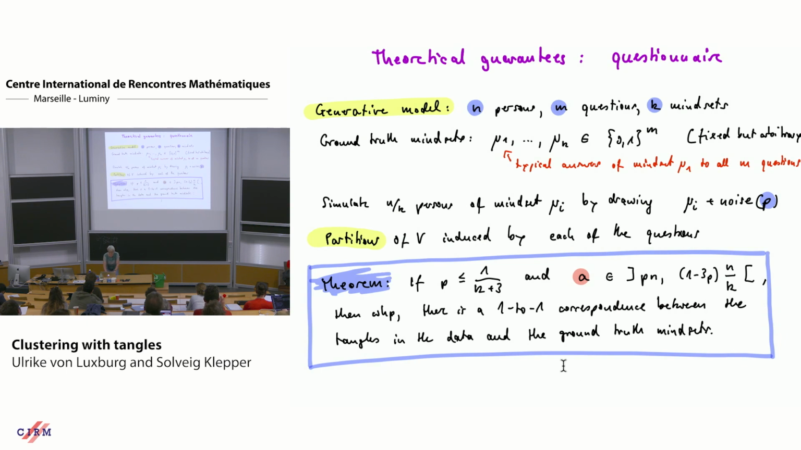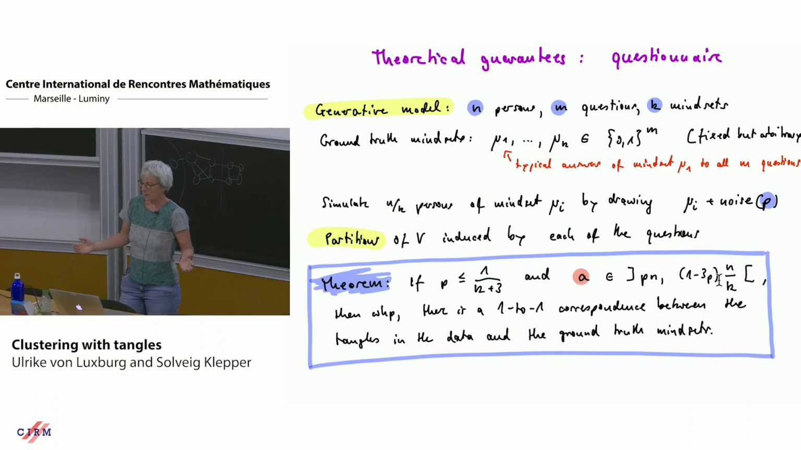And the theorem again says, here P is the noise now, if the noise in this model is not too large, and again the agreement parameter is within a certain interval, then with high probability, again, you would find exactly the mindsets that you put into your data. Right? So these are, yeah, sorry.